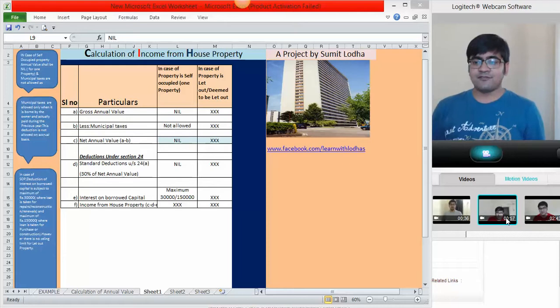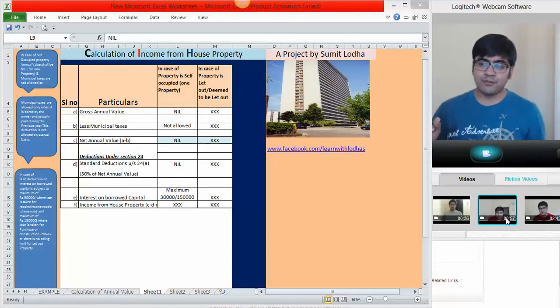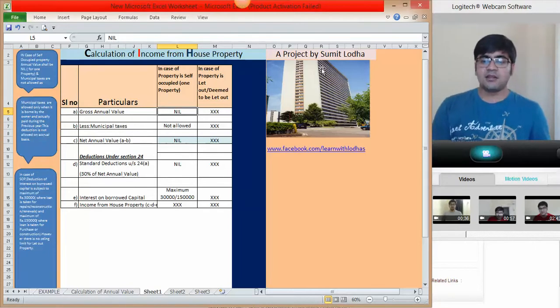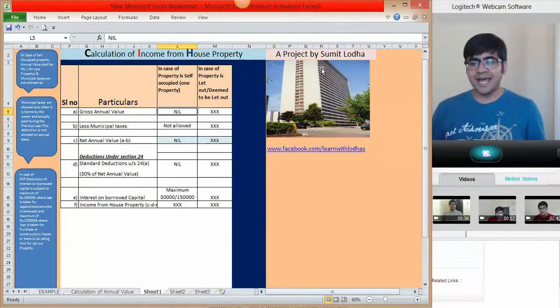As the name suggests, self-occupied property means a property which you use for your own residence. The Income Tax Act allows one property to every assessee which he can consider to be a self-occupied property, for which the gross annual value shall be nil. Once the gross annual value is nil, it is very definite there won't be any taxes on self-occupied property. Once you deduct anything out of a nil value, it will come either negative or nil. So the gross annual value for self-occupied property is nil.